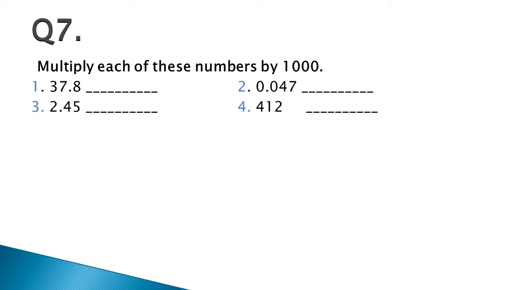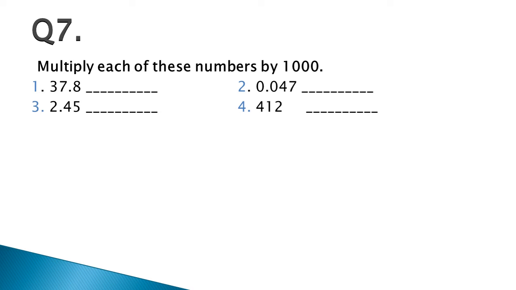Okay, let's move on to the next question. It says multiply each of these numbers by 1000. There's a similar shortcut for multiplying decimal numbers by numbers such as 10, 100 or 1000. All you do is move the decimal place to the right as many places as there are zeros in the factor. So move the decimal point one step to the right because 10 has 1 zero. So move the decimal point 2 steps to the right if you have 100 because 100 has 2 zeros.